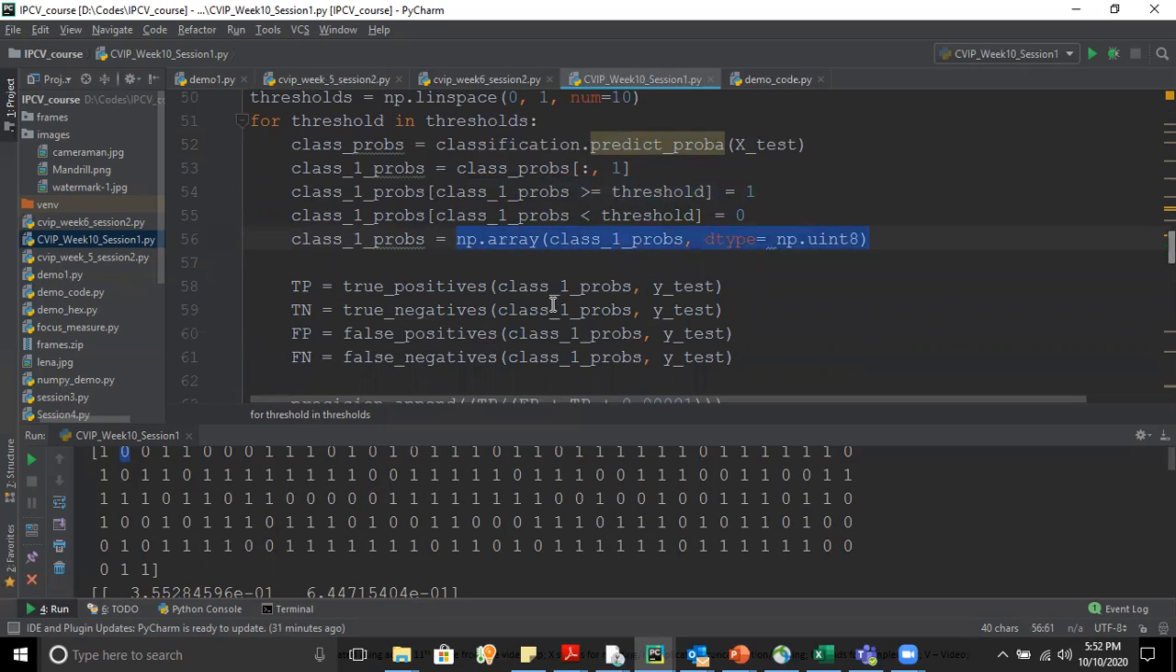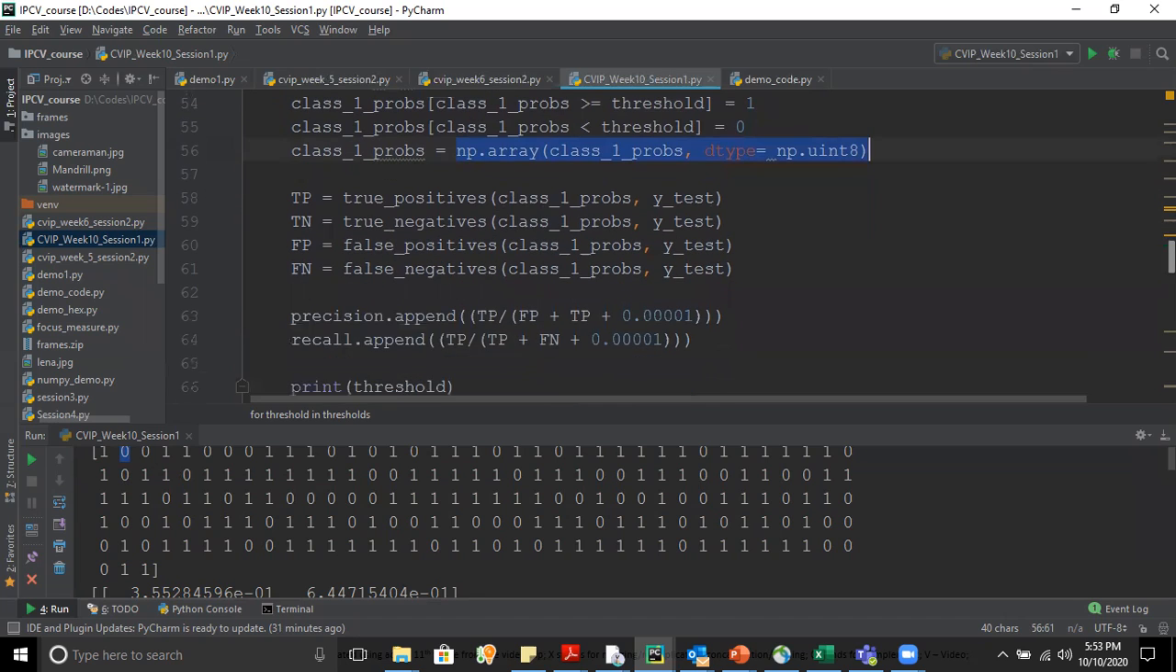That is one input that I pass to these four functions. The other input will be the actual test label. After you pass these two parameters to these four functions, you will have the true positives, true negatives, false positives, and false negatives. And once you have them, as I said the last time, you can calculate the precision values and the recall values.